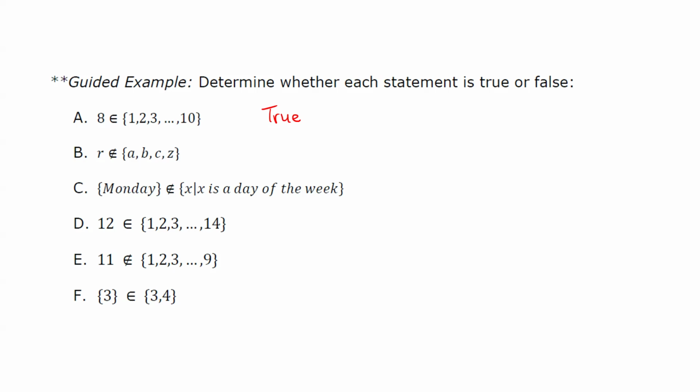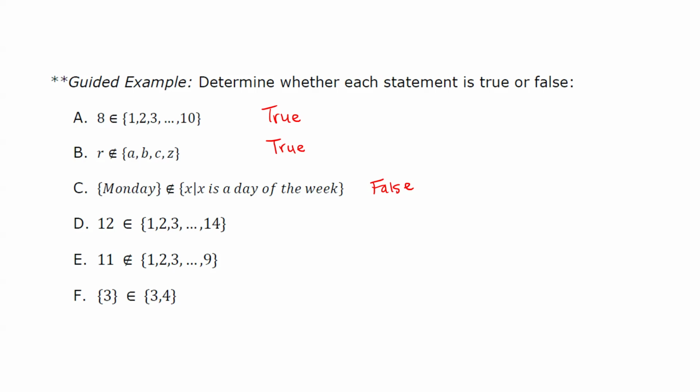B, R is not an element of the set A, B, C, and Z. And this is true. R is not an element of the set. R is nowhere to be found in these 4 letters. So therefore, it is not an element. C, Monday is not an element of the set X such that X is a day of the week. Well, this is false because Monday is a day of the week. So that means it is contained in the set.